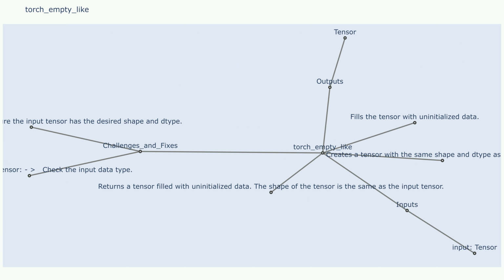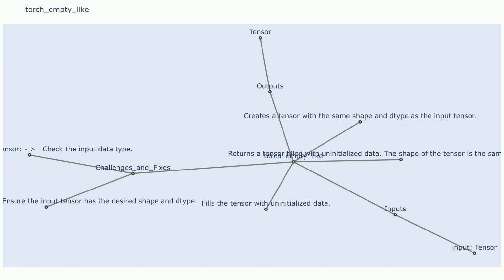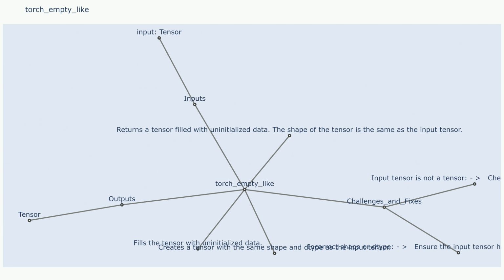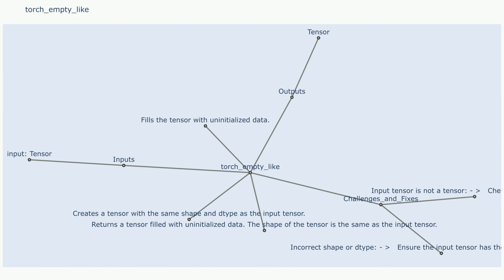The torch.empty_like function creates a tensor with uninitialized data. This can lead to unexpected behavior if the tensor is used without first initializing its values. Sample use case that resulted in challenge 1: trying to use the output of torch.empty_like directly in a computation without initializing its values. Fixes to challenge 1: initialize the tensor before using it. Use methods like zero_, fill_, or rand to assign specific values to the elements.